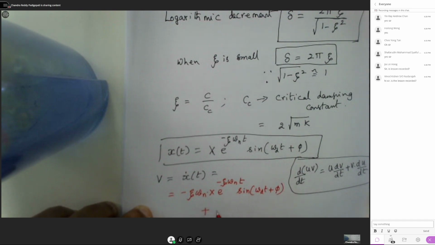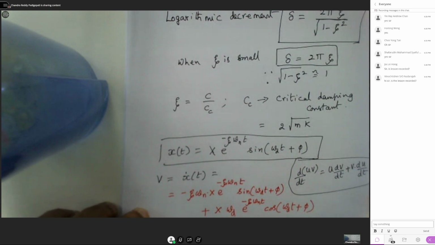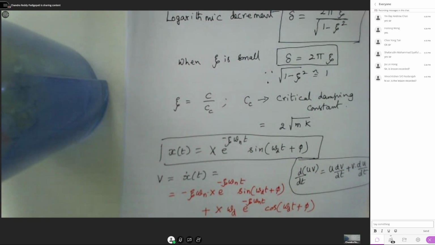The next part, we need to take the derivative for the sine term. When you do that, the sine term will transform to cos. So sine omega d t, so omega d will come. So you have omega d, then exponential power minus eta omega n t, then sine becomes cosine. So this is the velocity for the expression.